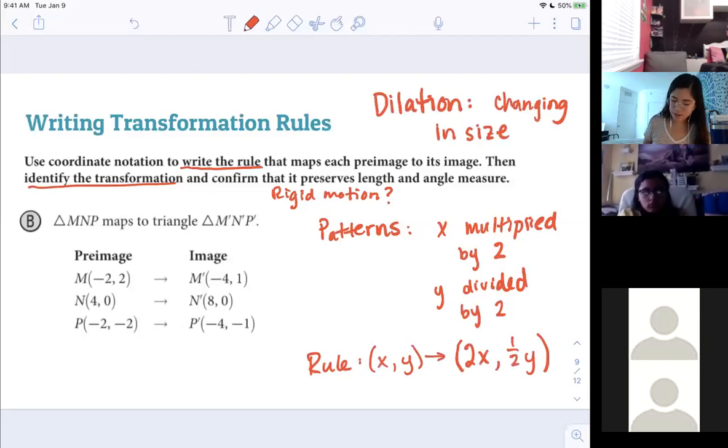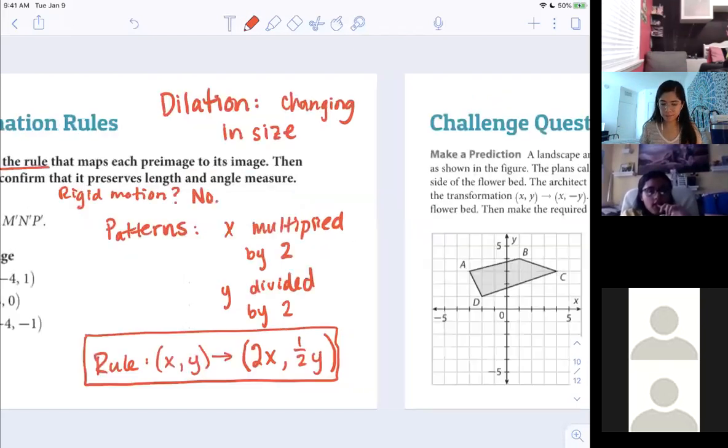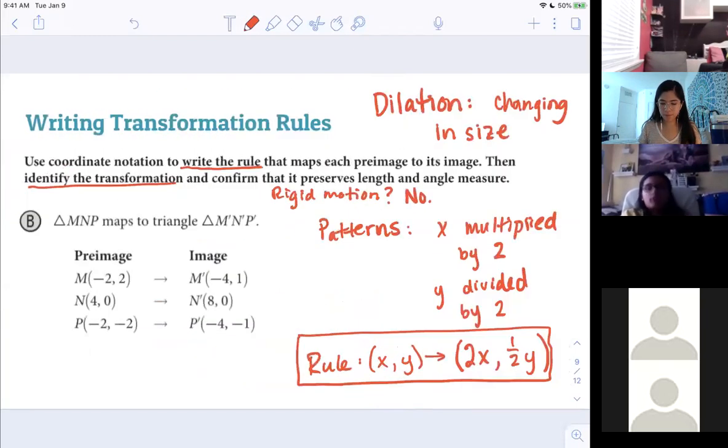Questions on this one? This seems easy. Yeah, once you kind of understand it, it becomes a lot easier. Is this rigid motion? Oh, well, I forgot about that. Perla saying no. Does anyone else agree or disagree? Janelle also says no. Okay, you're correct. Not rigid motion because it's changing in size. Wait, can you explain to me what is rigid motion again?